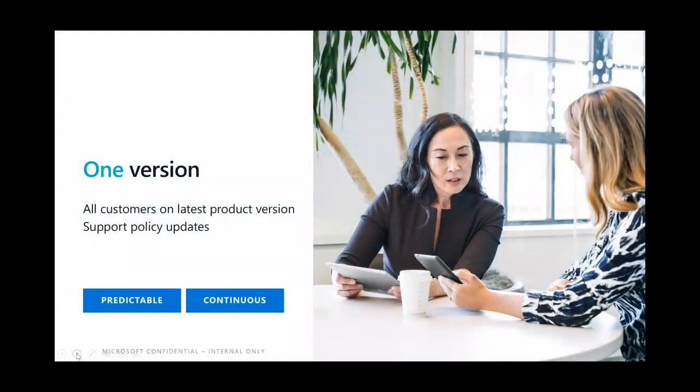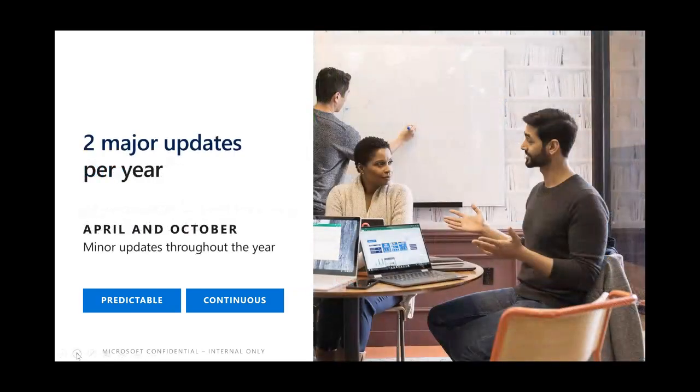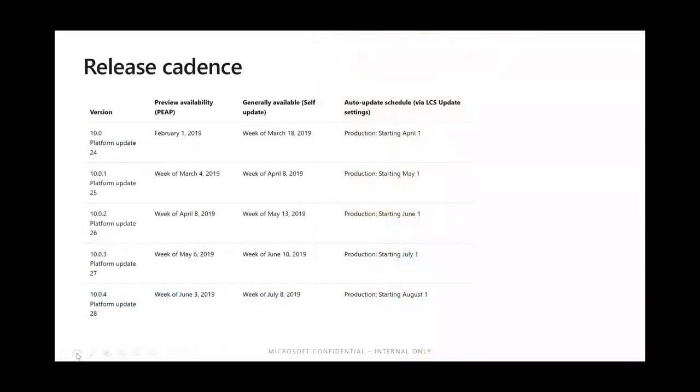So on that note, the concept of One Version was introduced by Microsoft in July 2018 with the idea that all of our customers need to be on the latest product version, which in turn helps to ensure that the customers will stay current in a consistent and predictable manner. What that means is that we are releasing continuous updates on a monthly basis with 2 major updates per year, one in April, another in October. And this is how the release cadence looks like.